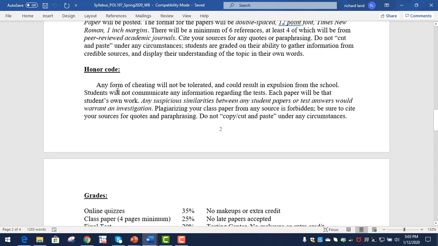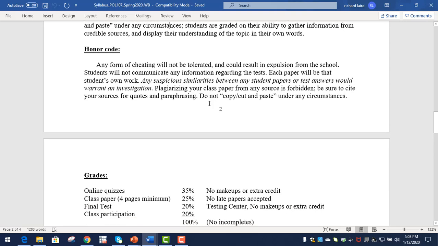Now, as far as honor code goes, this being an online course, it's very important that all the work that you do is your own. Cheating, of course, could literally get you expelled from school. There should be no communication at all regarding the test. Now, if you want to study together, that's fine. But as far as working the online quizzes and that sort of thing, or the tests in the testing center, no communication on that. So any suspicious similarities between any papers or any test answers could potentially warrant an investigation.